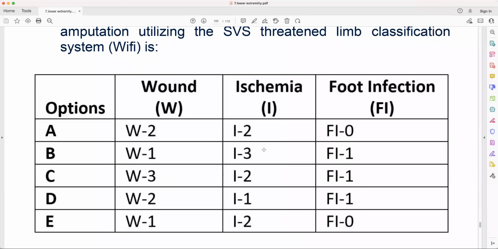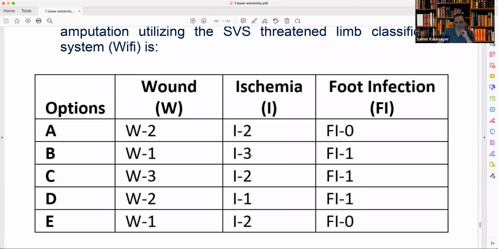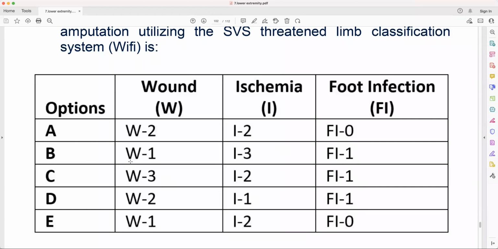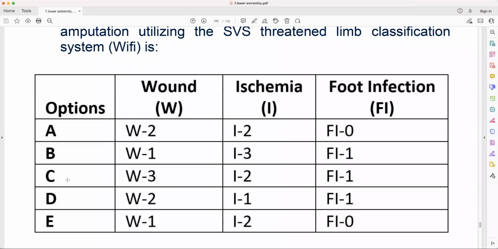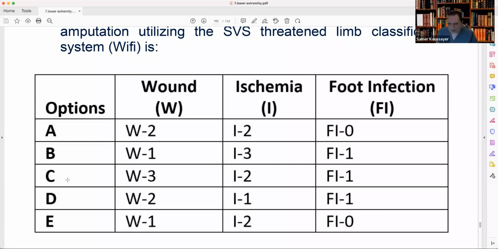You go to the ischemia, you have 1, 2, 3. It should be 2 or 3. So now you have B and C only. So now to come to the wound, 1 and 3, 3 is the worst. So this one is the worst one, really, C. You see how you answered without knowing what the classification is.